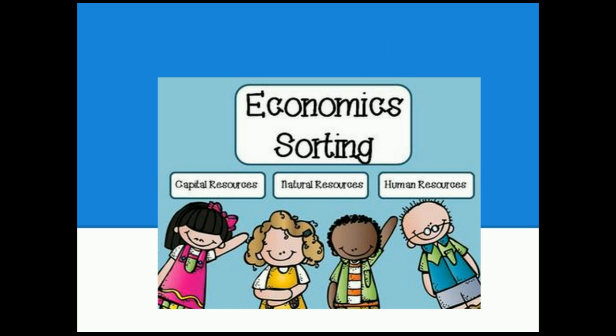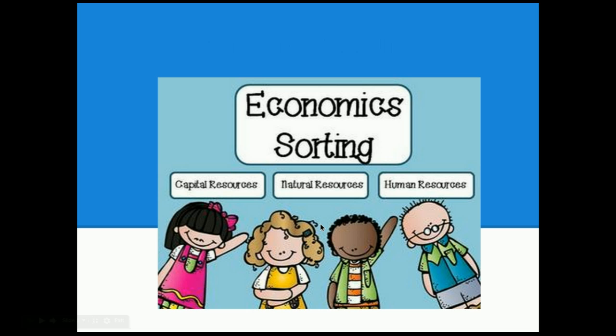So think about a building, equipment. Think about a car manufacturing plant and all the equipment that is required. So that is capital resources. Factories, cars, trucks that are needed by companies to deliver products. Those are all examples of capital resources. Next, we have natural resources.